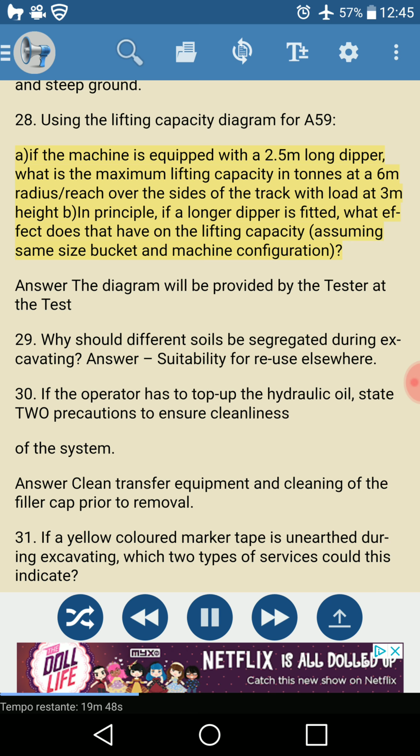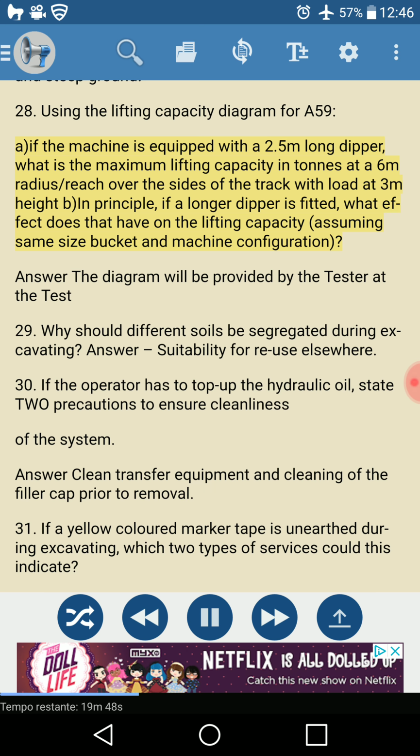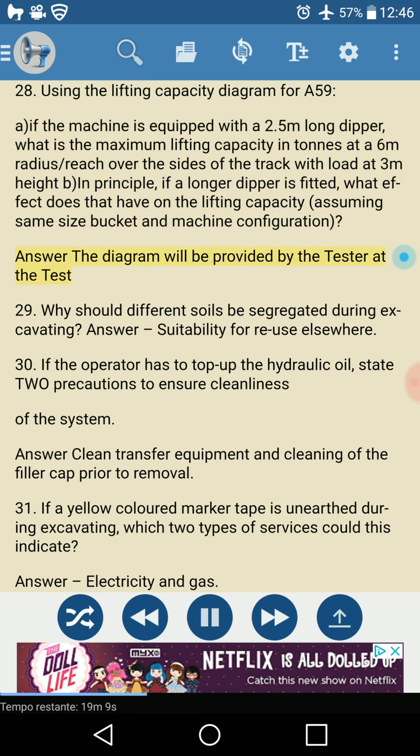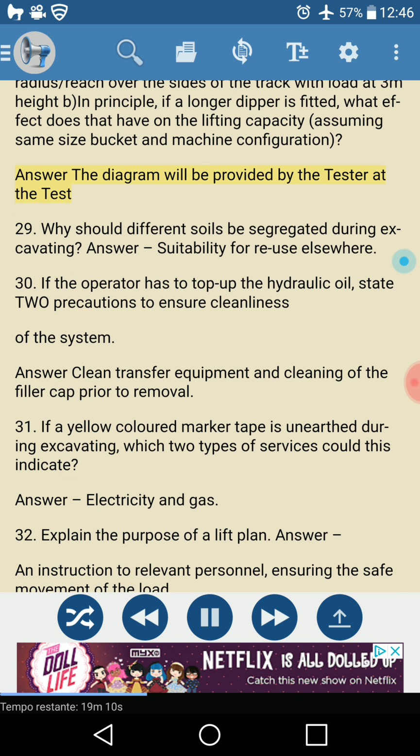A. If the machine is equipped with a 2.5 meters long dipper, what is the maximum lifting capacity in tons at a 6 meters radius? Reach over the sides of the track with load at 3 meters high. B. In principle, if a longer dipper is fitted, what effect does that have on the lifting capacity, assuming same size bucket and machine configuration? Answer. The diagram will be provided by the tester at the test.